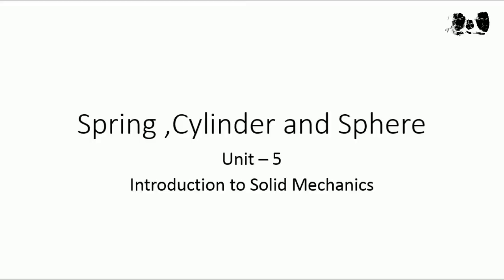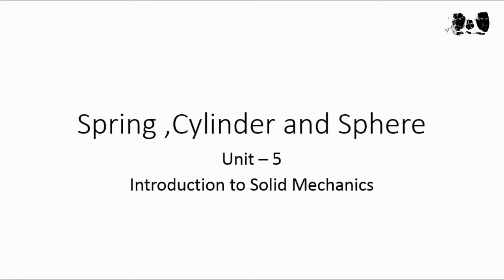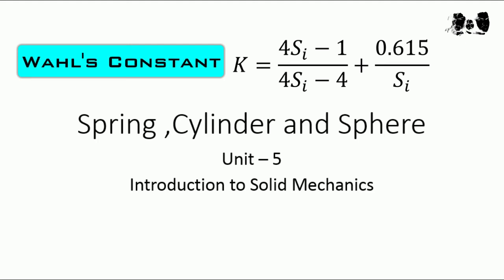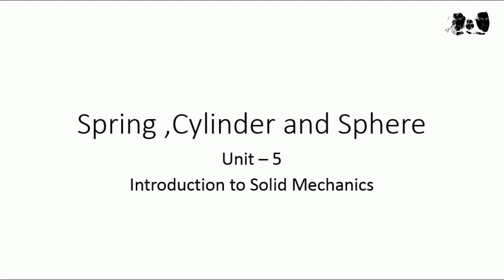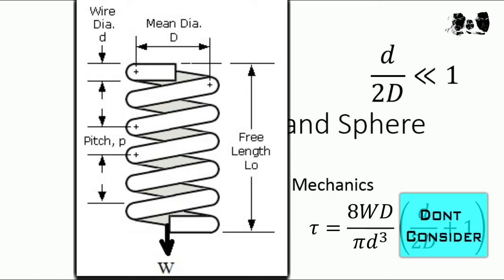In the first lecture, an axial load applied to the closed coil helical spring generates a deflection, and we derived the deflection formula. Thereafter we derived how stress behaves and is generated in the closed coil helical spring under a load W. We also introduced the Wahl constant in the last stress equation, where for springs whose ratio of coil diameter to wire diameter is much less than 1, we don't have to consider it.